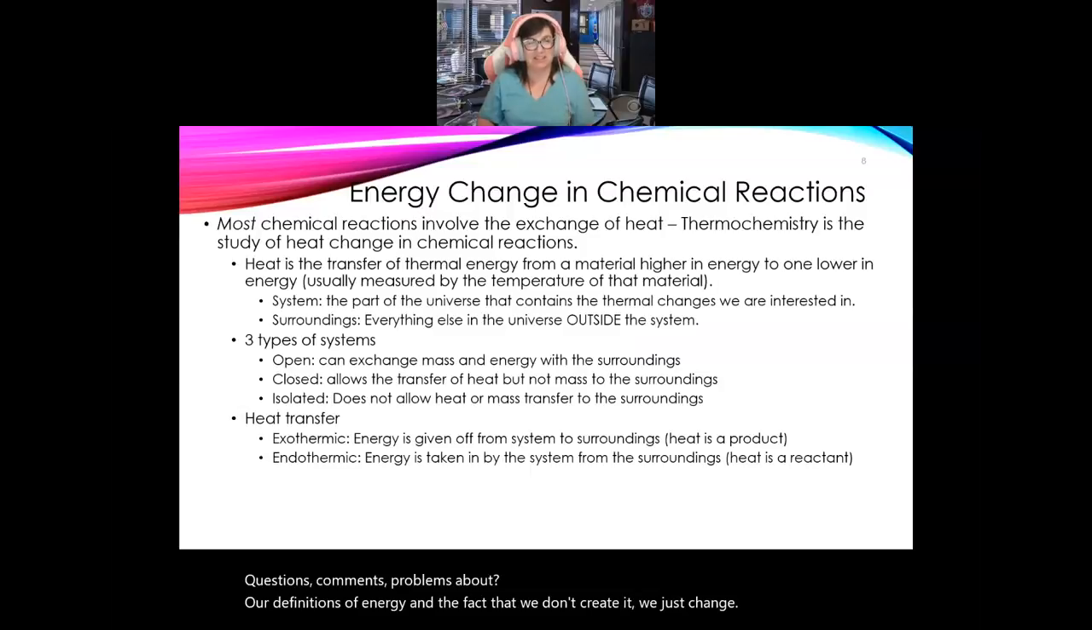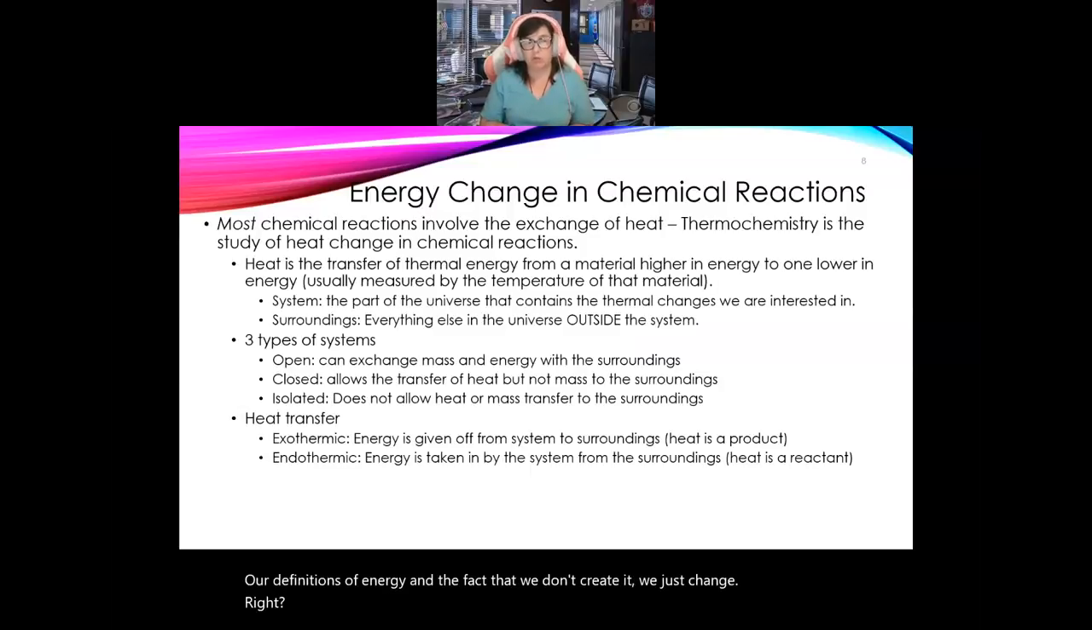All right. So energy change in chemical reactions. Most chemical reactions involve the exchange of heat. Thermochemistry is the study of heat change in chemical reactions. Heat is a transfer of thermal energy from a material higher in energy to one lower in energy. It's usually measured by the temperature of that material. Okay, that's usually how we measure the energy that we're talking about.